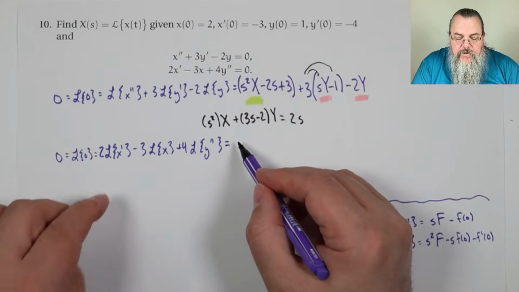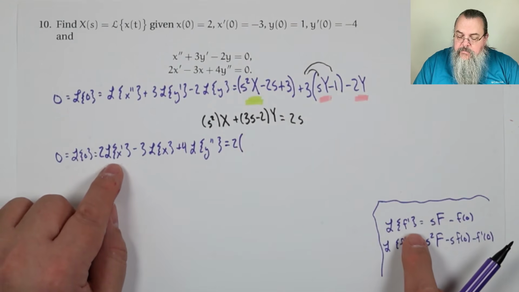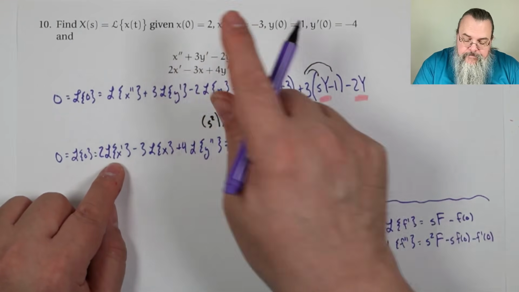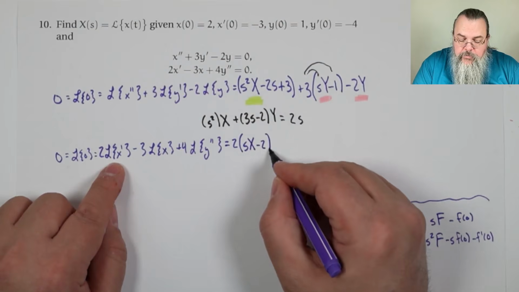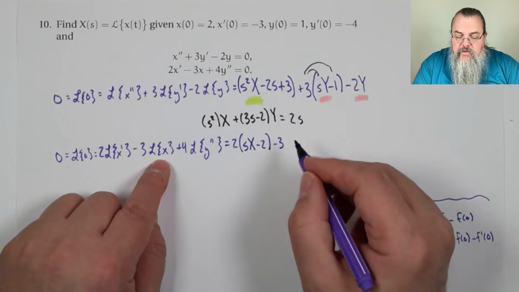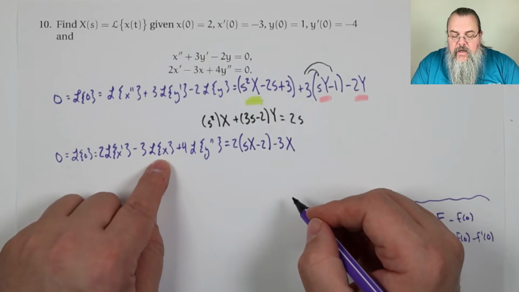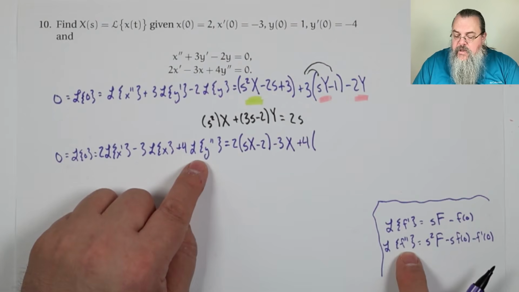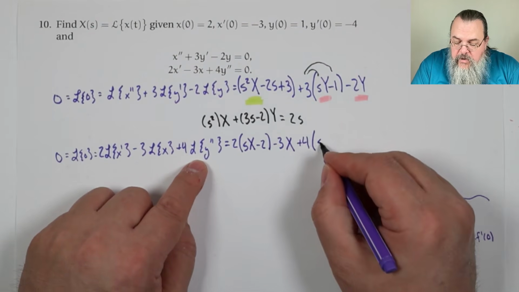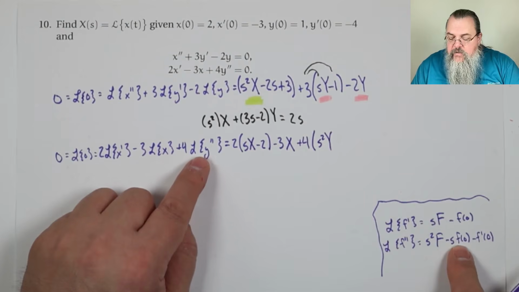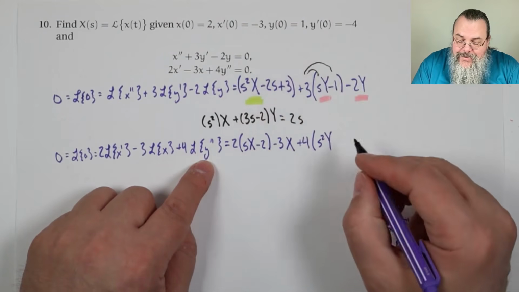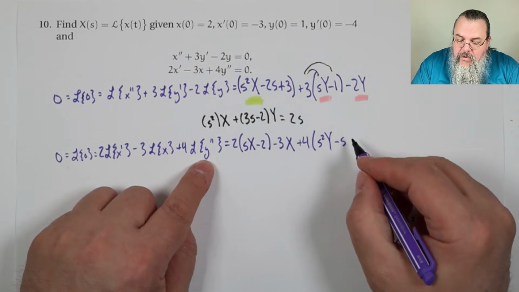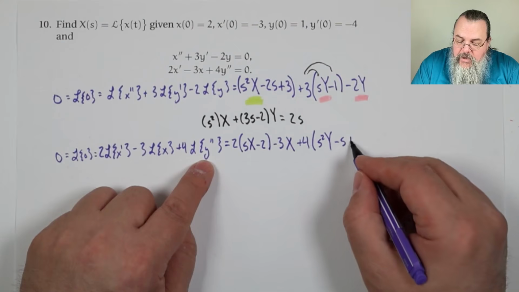Well, okay, let's start with our first term. We have a 2. Laplace of x prime is sX minus x of 0, minus 2, minus 3 Laplace of x, that's capital X. And then we have plus 4, and then parenthesis, Laplace of y double prime is s squared capital Y, minus s y of 0, minus y prime of 0, minus 4 makes plus 4.